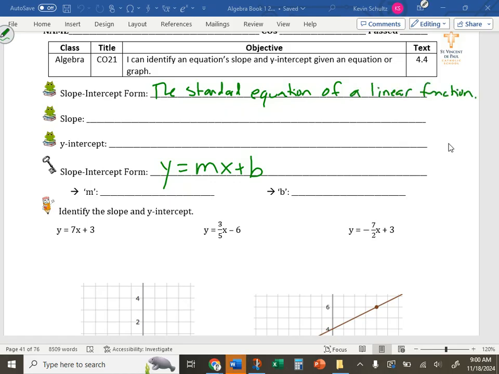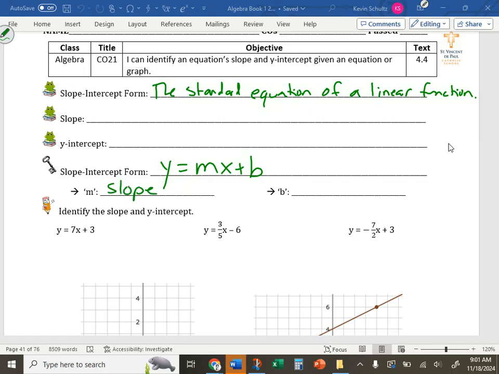function. We talked about linear functions in CO19. We talked about slope in PO20. The standard equation of a linear function is y equals mx plus b. Now, which variable in that equation represents your slope? The m. The m variable is the slope.